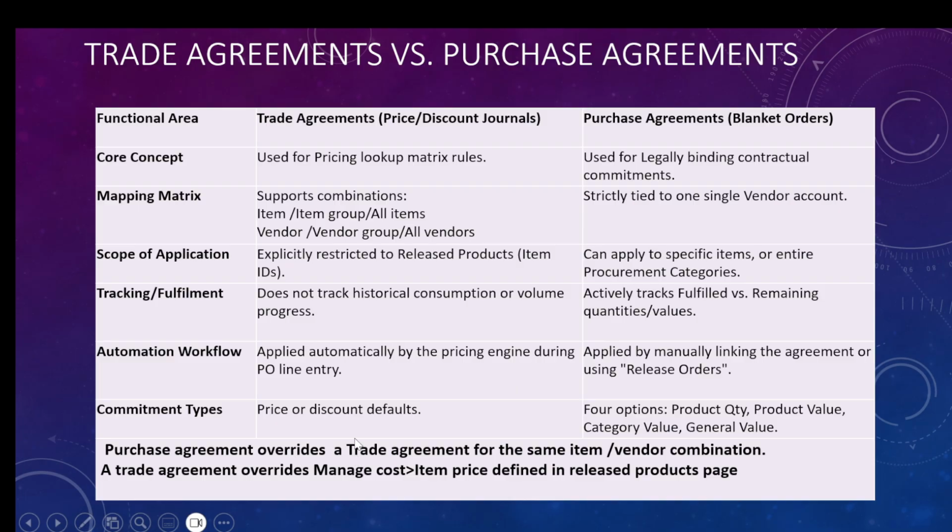Okay, so the next point I would like to share here is, suppose you have a trade agreement and a purchase agreement for an item and vendor combination. What will happen is the purchase agreement overrides a trade agreement for the same item and vendor combination.